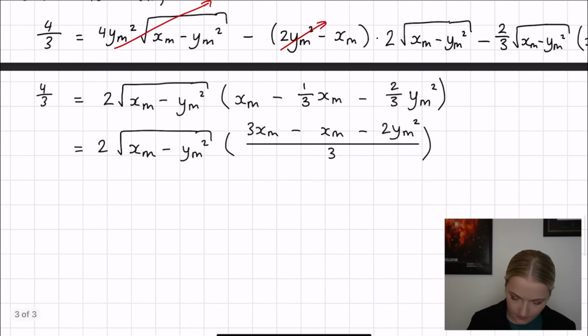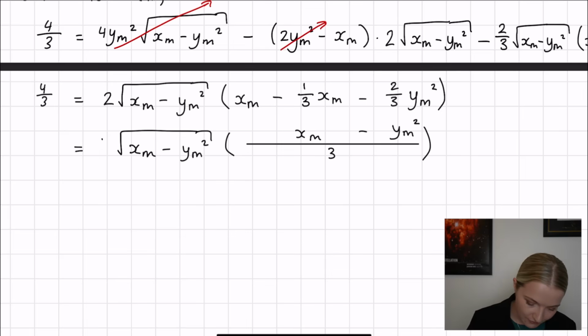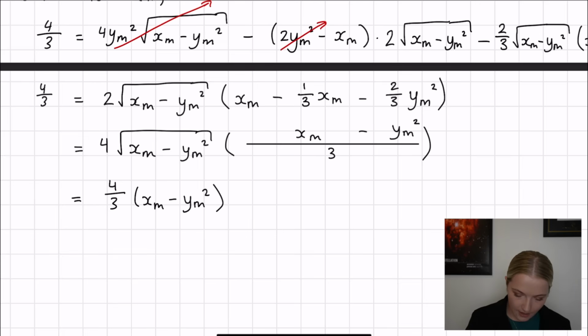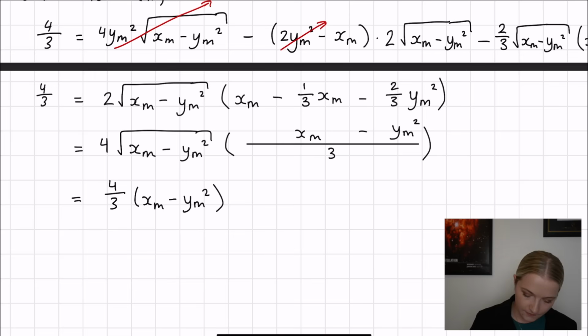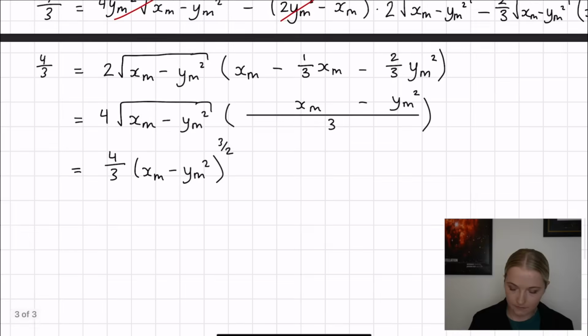Again, we can make this nicer: 3xm minus xm is literally just 2xm. And we can take out the factor of 2, which is what I was originally trying to do, and we'd have 4 here. But then this is literally just 4 over 3, we have xm minus ym squared. We obviously have a half from here, but this has now turned into a power of 1, so we have a half plus 1, which gives you 3 over 2.